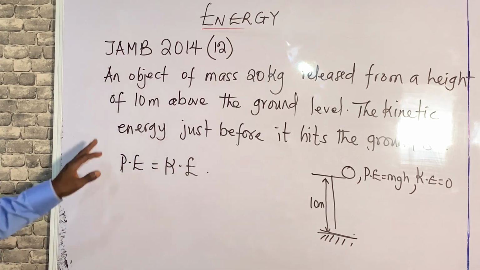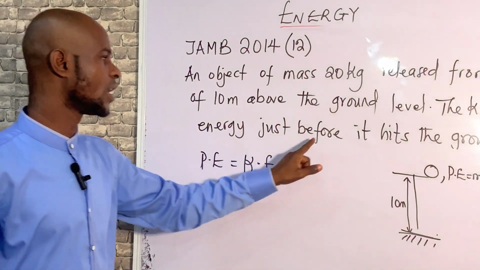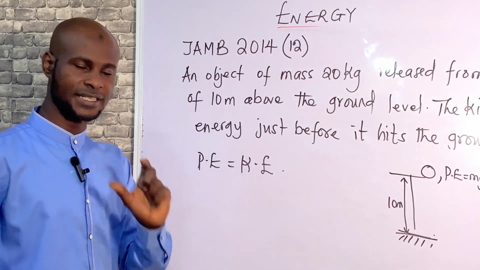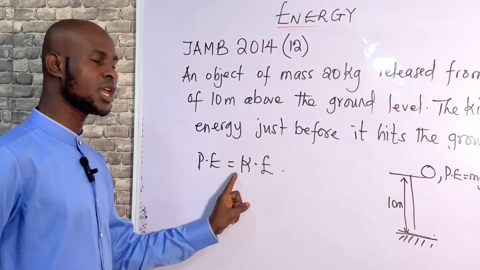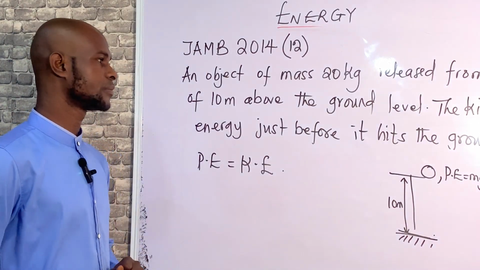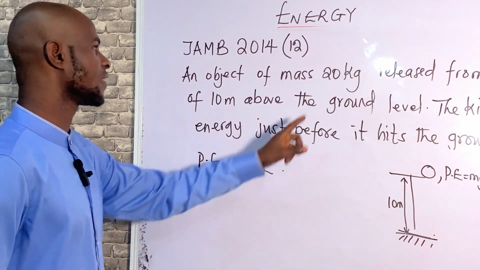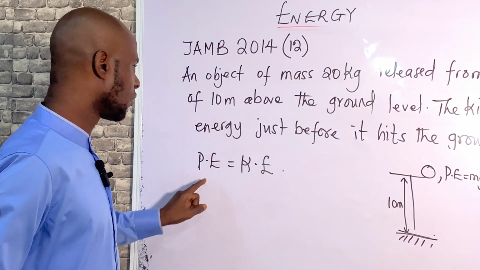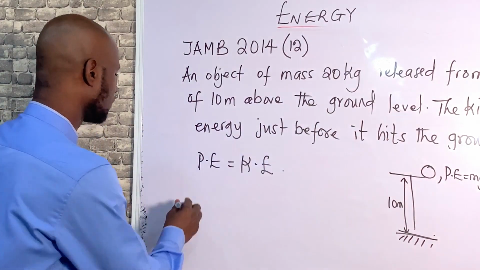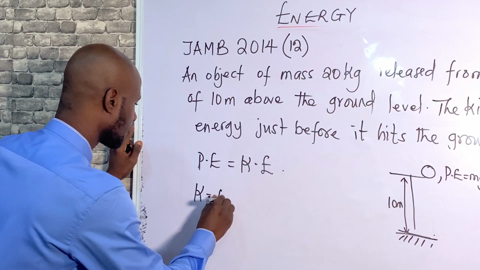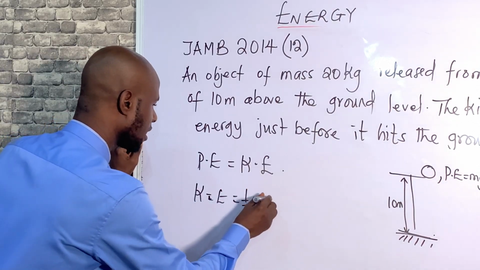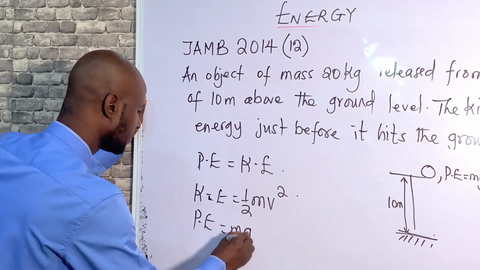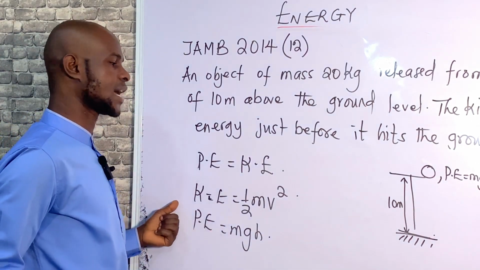So the question says the kinetic energy just before it hits the ground is dash. So I have known that the principle is before it hits the ground, the potential energy will be equal to kinetic energy. So let's look at the parameters given in the question. We are given 20 kilograms. That's the mass of the object. We are also given height. But now, we are asked to calculate kinetic energy. What's the formula for kinetic energy? Kinetic energy equals half mv squared. What's the formula for potential energy? mgh.